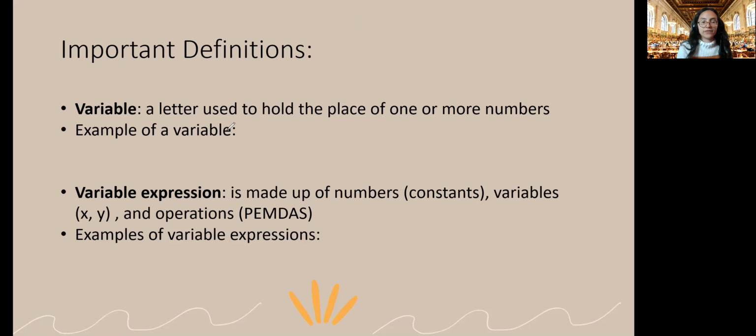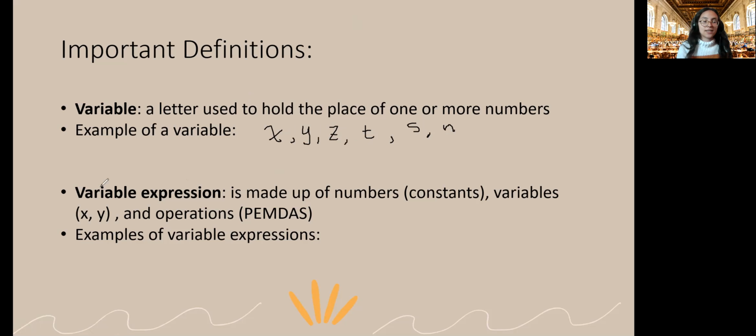An example of a variable, the most famous, of course, is going to be x, y, z, and if you take statistics, you'll probably see t, s, and n. All of these are variables. They all represent one or more numbers.